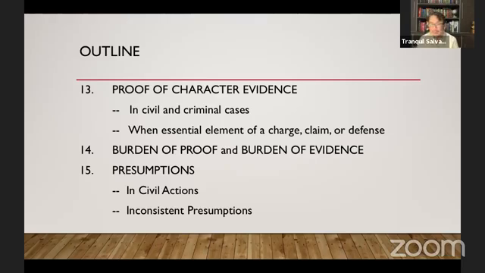And we're okay. On presumptions, we have presumptions in civil actions. In civil actions, kindly take note that we apply here the bursting bubble. I just discussed burden of evidence. It's more or less the same as the burden of evidence.